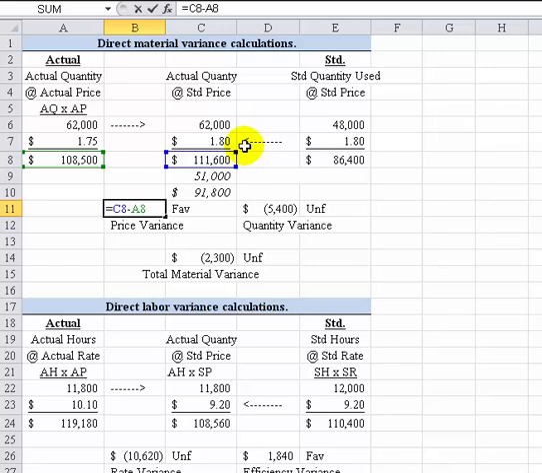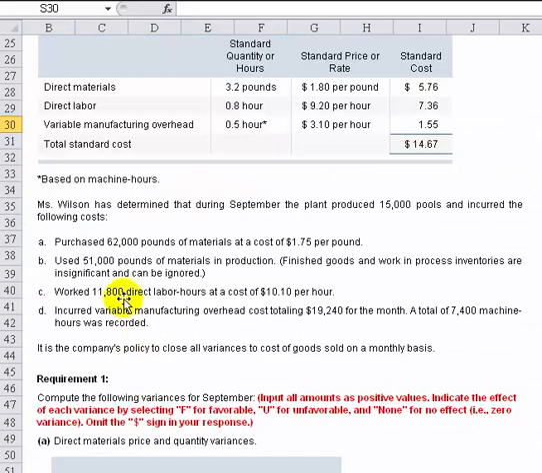So 62,000 times $1.80 is 111,600. Compare that to the 108,500 of what we actually purchased. Keep in mind this one's at a standard price of $1.80. And that gets you your price variance. But we didn't use all 62,000. We only put 51,000 into production. And I think they told us right here, 51,000. You used 51,000 pounds of material in production.